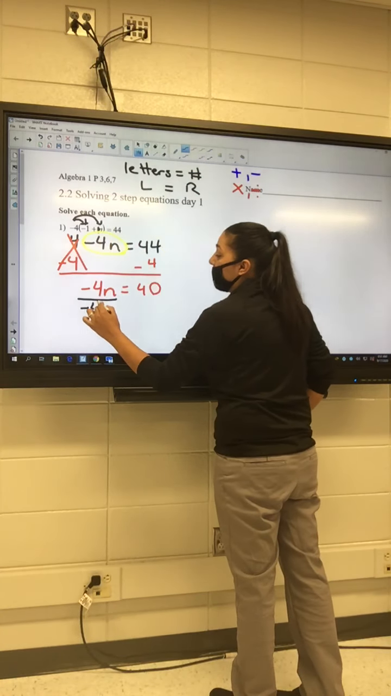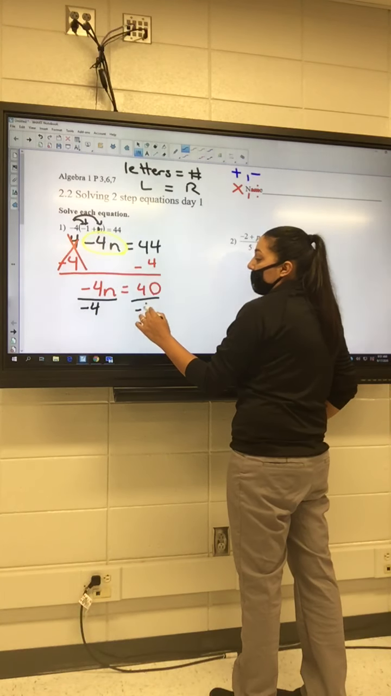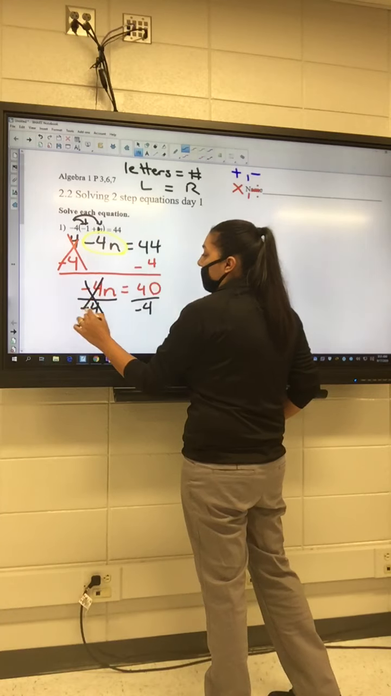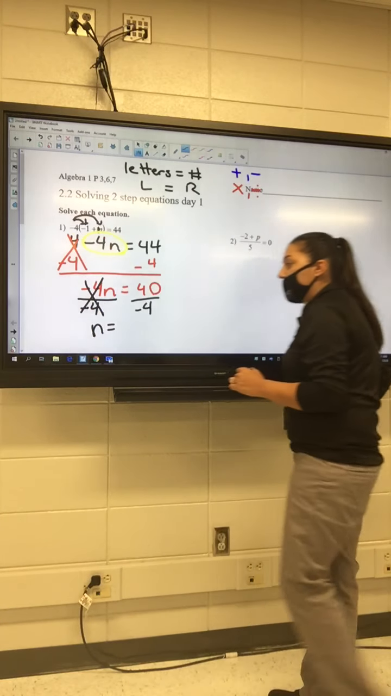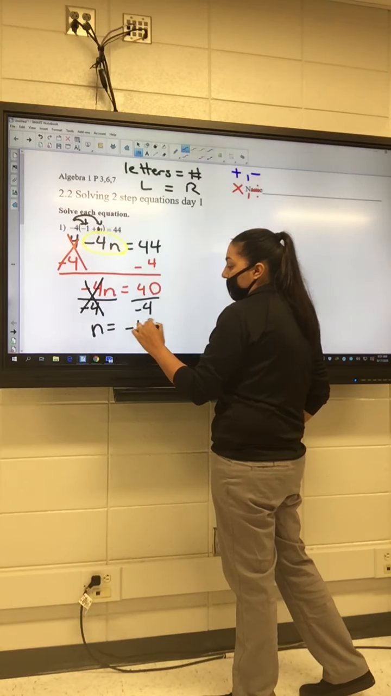Negative 4. If I do it to one side, you got to do it to the other side. So I got n equals 40 divided by negative 4. It's going to be negative 10.